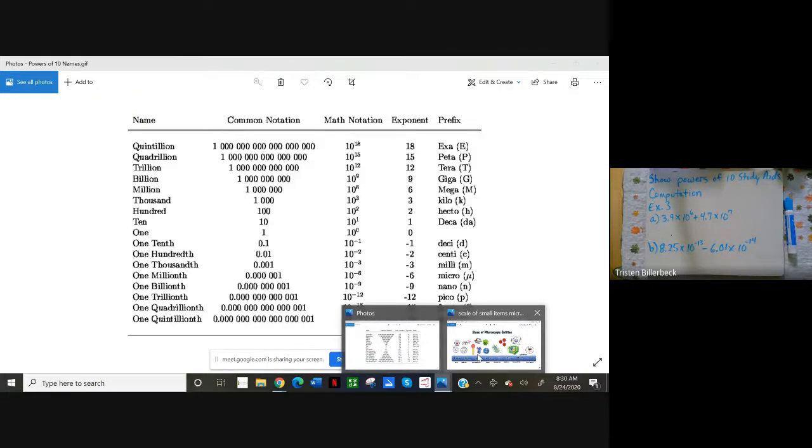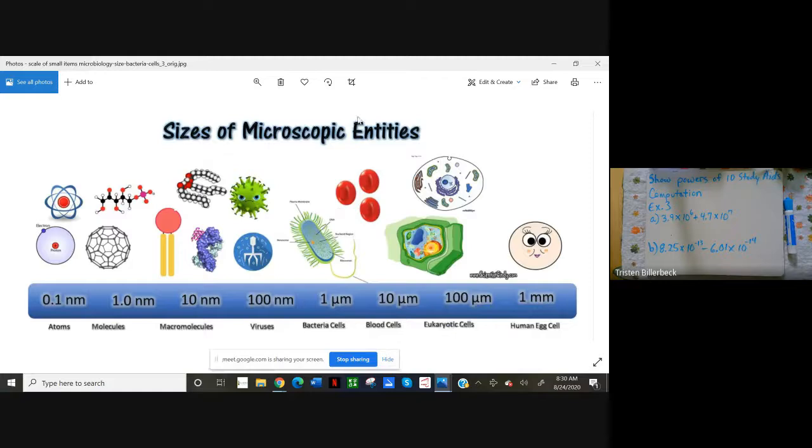Okay, so let's look at, well, what does all this mean? When we look at things like bacteria, we see things that are very small. So here we have atoms at 0.1 nanometers, but a molecule is 1 nanometer. And then we have macromolecules, viruses at 100 nanometers, bacteria.